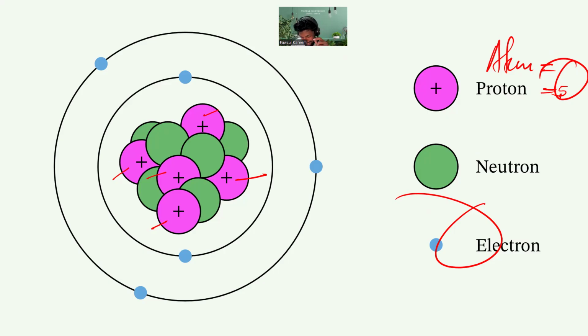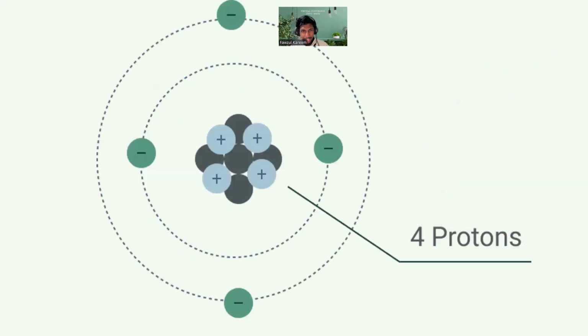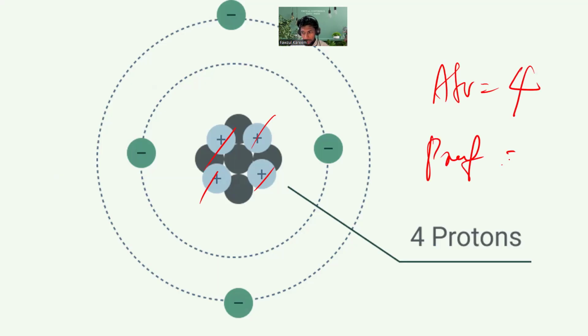Got it? And here, can anyone say what is the number of protons? Now, just see the image and tell the story. How many protons? How many electrons? And what is the atomic number? Anyone? 4. Yes, 4: 1, 2, 3, 4. The atomic number is 4. The number of protons is also 4. The number of electrons is also 4.